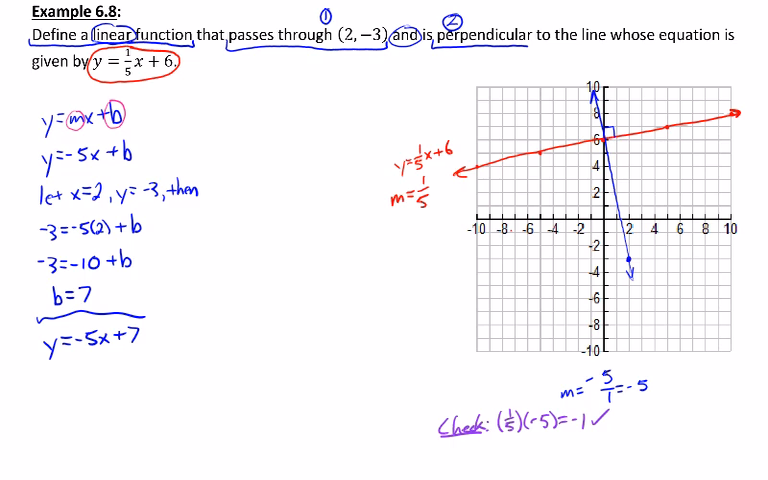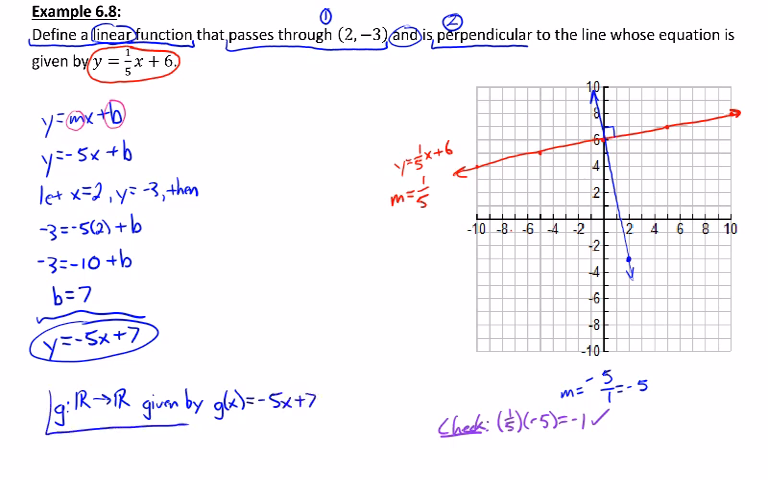That's really the bulk of the work here, figuring out that equation. So let me write a function. I'm going to use g this time. g from R to R, given by g of x is equal to -5x plus 7. And that's what we're asked to define. We worked the majority of this algebraically, but we did use a little geometry to help us start the process of understanding what the perpendicular lines would look like in our Cartesian coordinate plane.